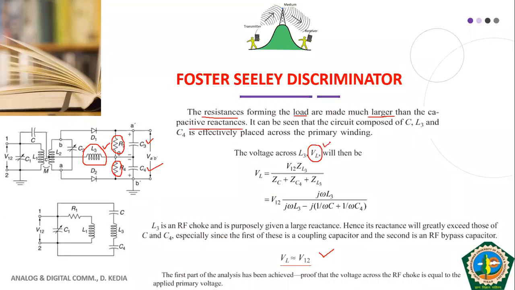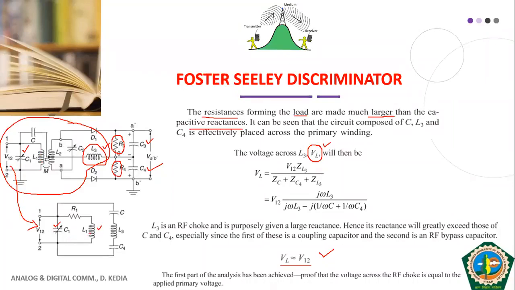For that I'll redraw this portion of the circuit. V12 is the input voltage, and this V12 is across the C1 capacitor. C1 is in parallel with inductor L1.